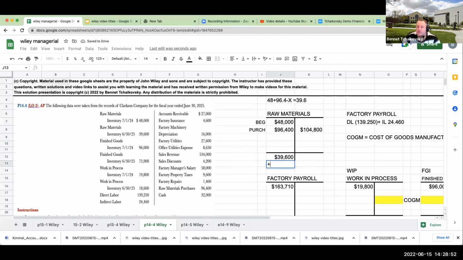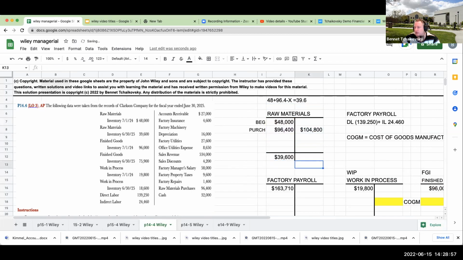Always, always, always check to make sure your numbers work. If they don't, it's not going to be a good day. This over here is what we call our direct materials. Okay, so our beginning work in process was here. So this is how much we put into our production during the month.